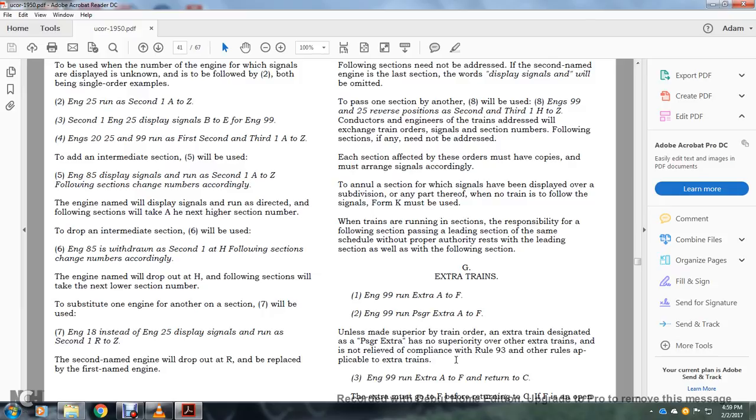The section will be used. Engine 81 instead of engine 80. Engine 25 displays signals, runs the second one, R to Z. The second name engine will drop the R and replace the first name engine.